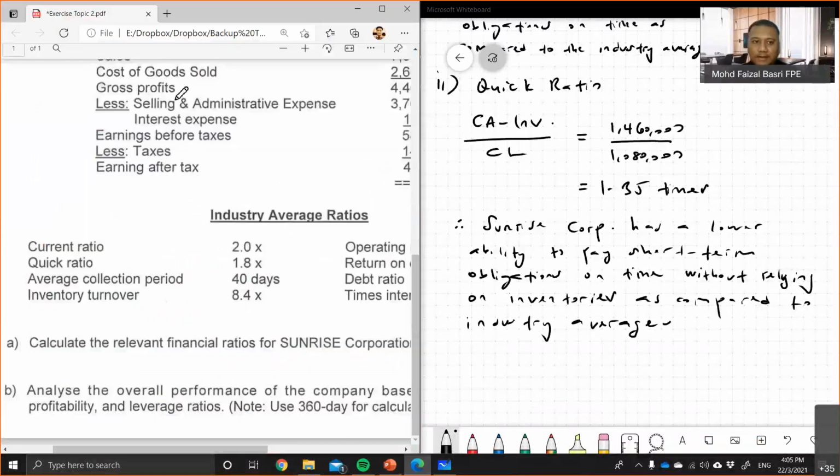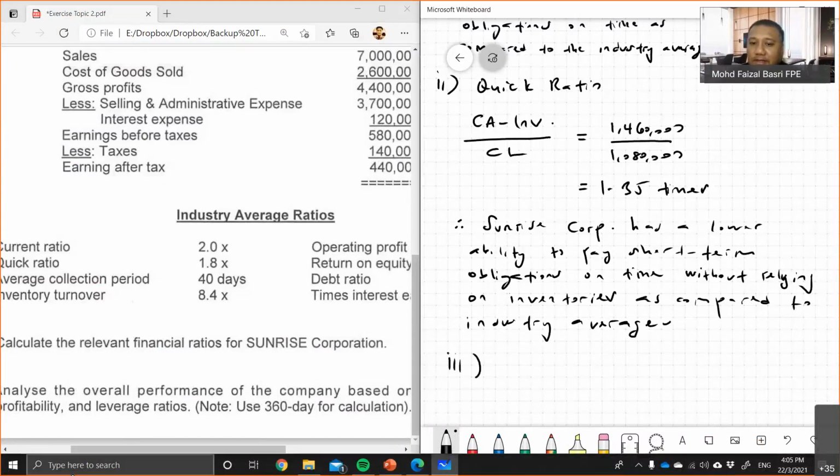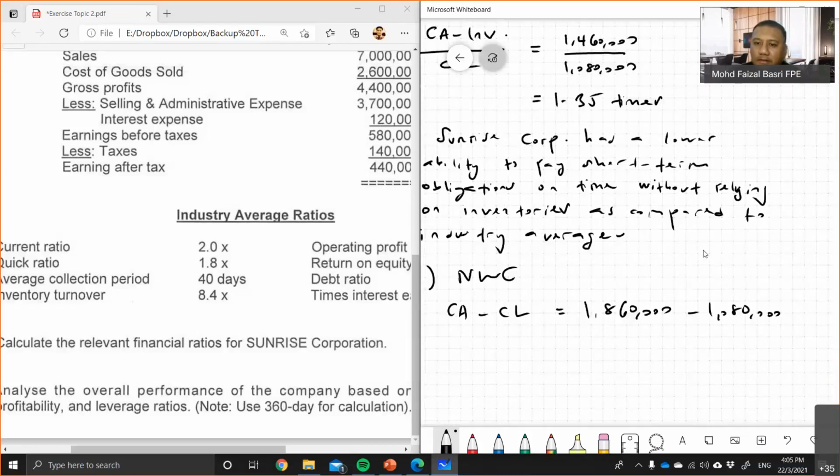Okay, so for this question, the question doesn't ask us to find net working capital, because there's no reference here, no ratios related to net working capital. But for the sake of illustration, I show it here. The net working capital will be current assets minus current liabilities. So the current assets just now was 1,860, and the current liabilities is 1,080. Okay, 780,000. So that's the value of the net working capital. It's positive because the current assets is more than current liabilities. So this value is positive.